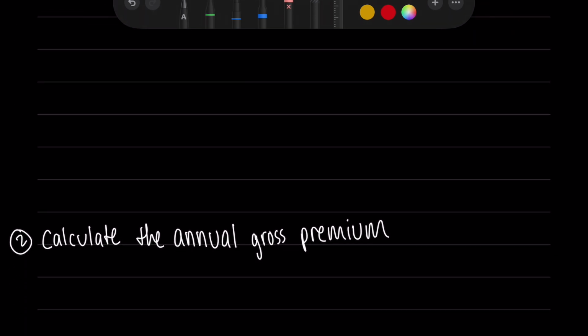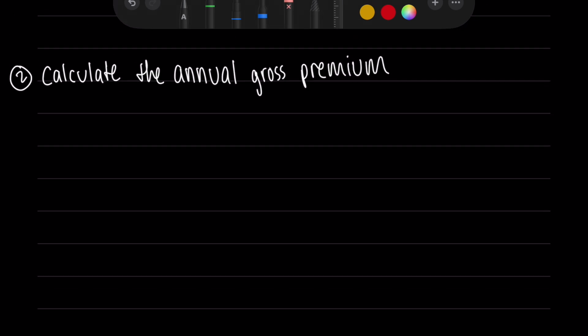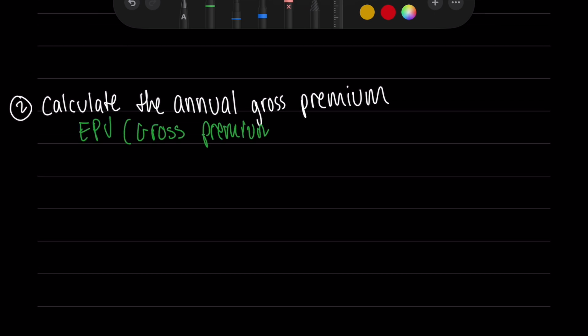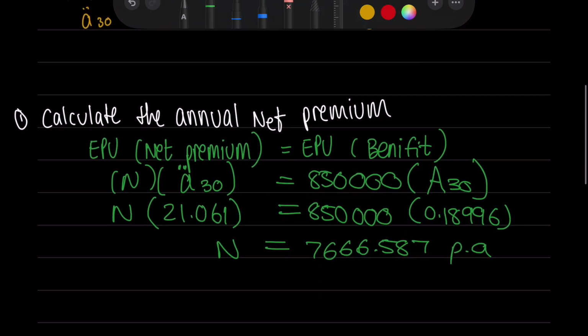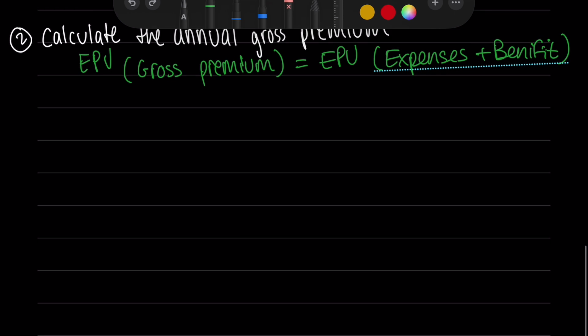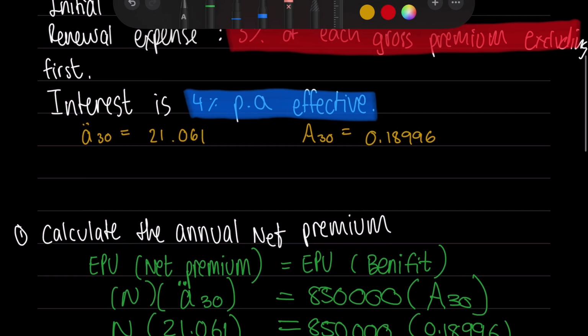So now the second part is asking us to calculate the annual gross premium. Now we need to account for expenses and profit margins and the risk margins, all of that. But this question is only giving us expenses. The EPV of the gross premiums is going to look the same as earlier, literally just that. I'll do these separately because now we're working with three bodies. So I'll just call it a G is equal to G times n for the same reason we did that in the previous question, and the small a30 we said is 21.061.